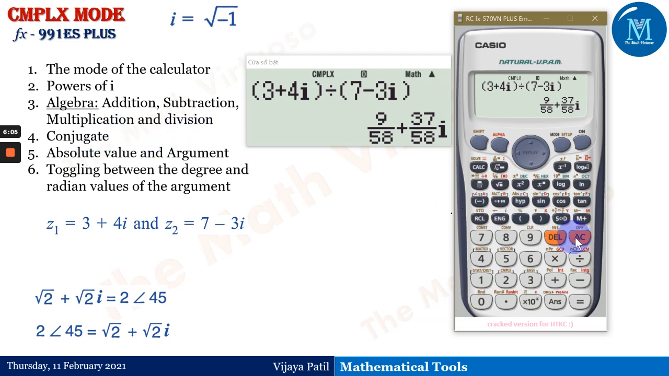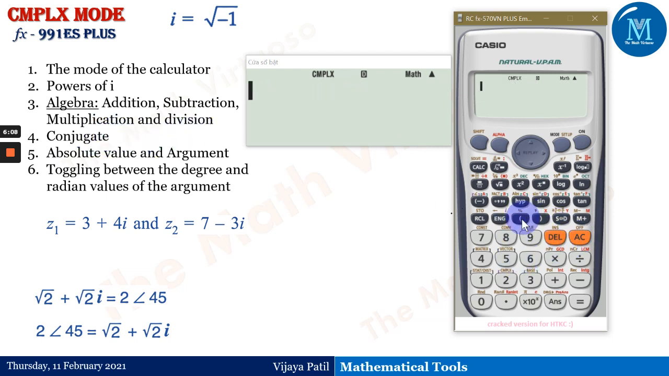Then the conjugate. Let me just go back here. Suppose I wanted to have the conjugate of, say, 3 minus i. Sorry, 3 minus i. So shift ENG, 3 minus i, and I need the conjugate of that, right? So instead of putting this up first, I need to go delete it first.